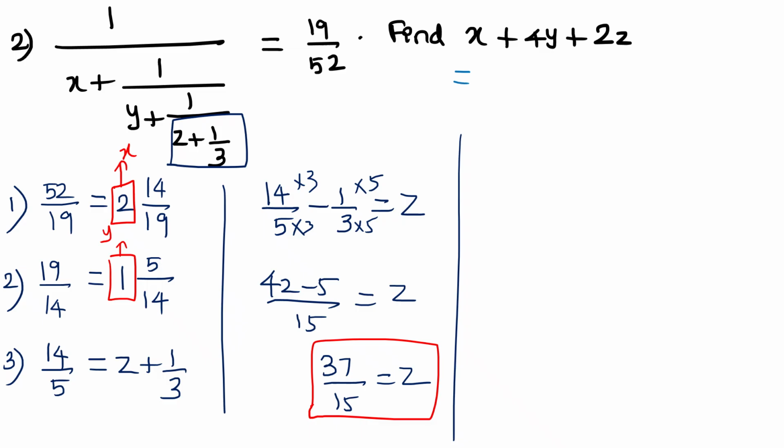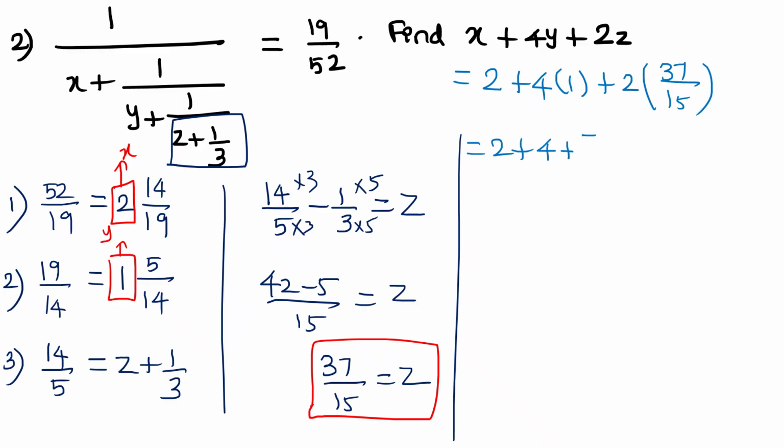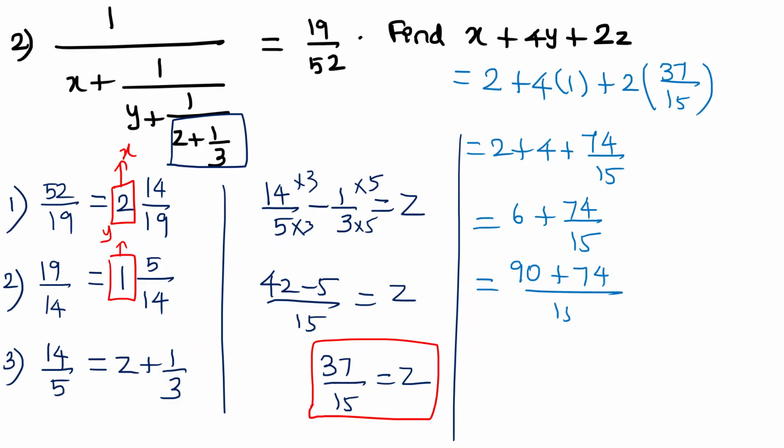So once I substitute over here, x value is 2, y value is 1, 4 into 1 plus 2 into 37 by 15 you will be getting here. So you will be getting 2 plus 4 plus 74 by 15, that is 6 plus 74 by 15. Then 6 into 15 is 90, plus 74 by 15, which results in 164 by 15. So this is my answer for the second problem.